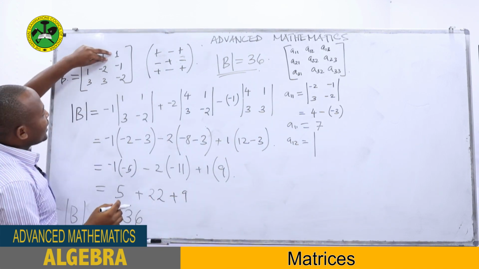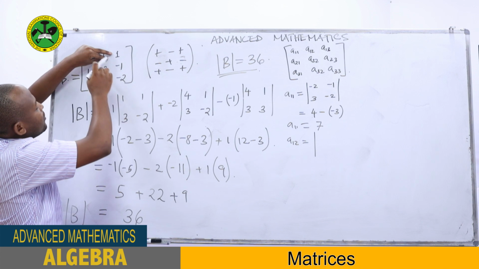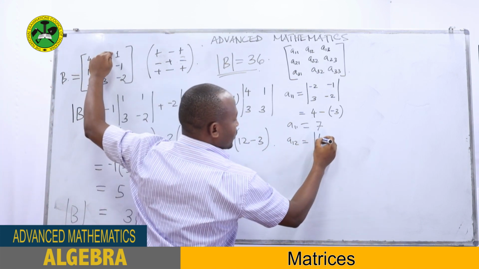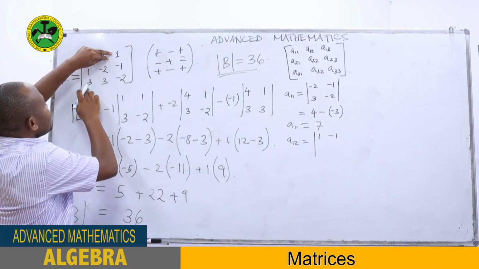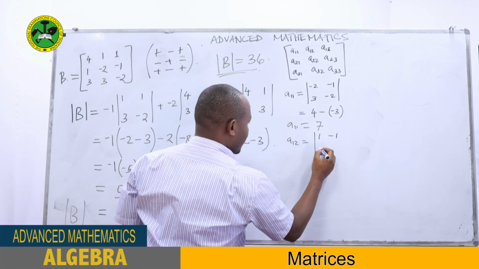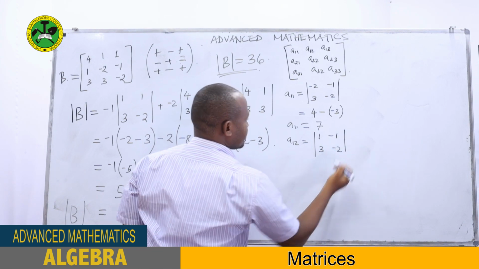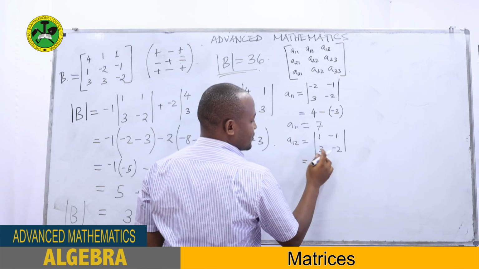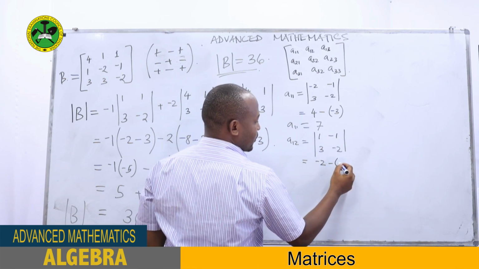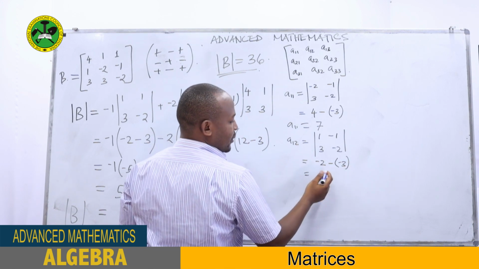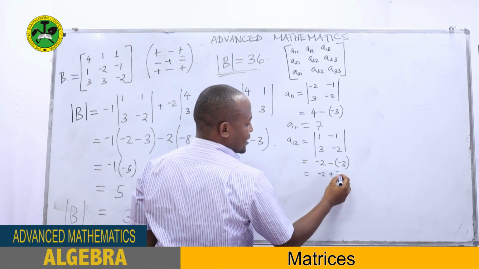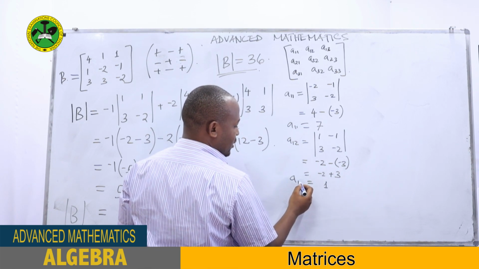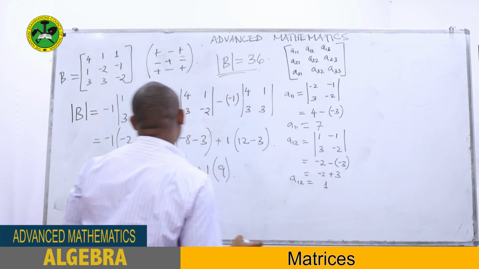A1,2, that means we are at that position. That means that column and that row go, and we are left with 1, negative 1, and then 3, negative 2. Then the determinant of that is negative 2 minus... then we are left with negative 2 plus 3 equals 1. That means A1,2 equals 1.